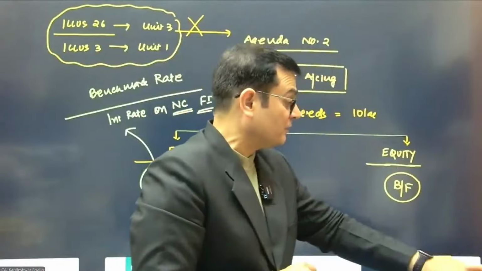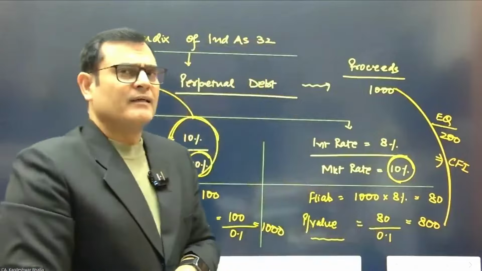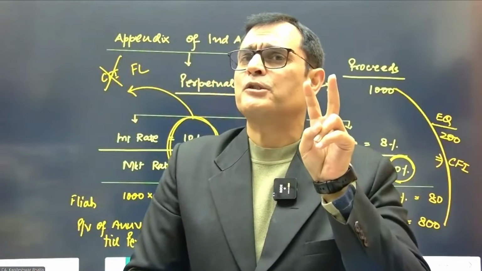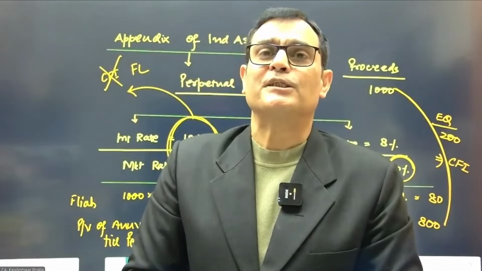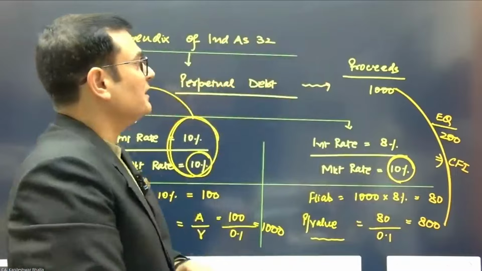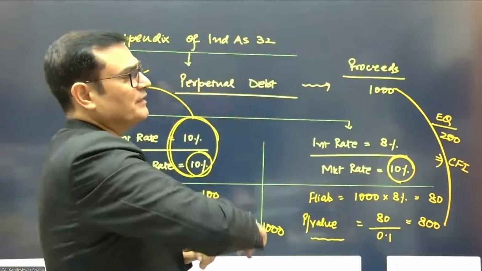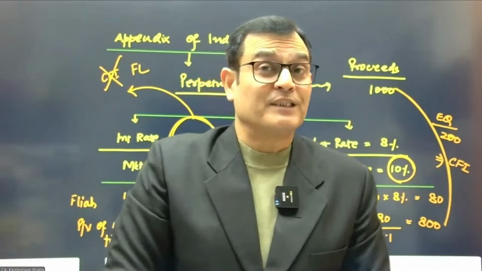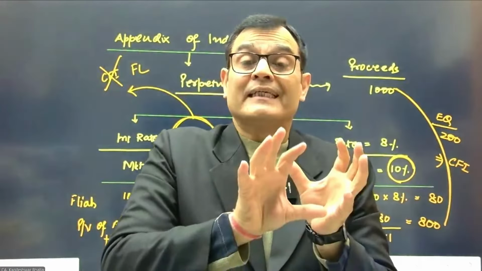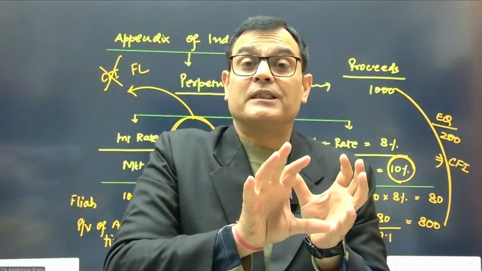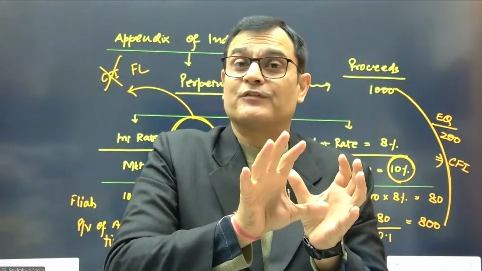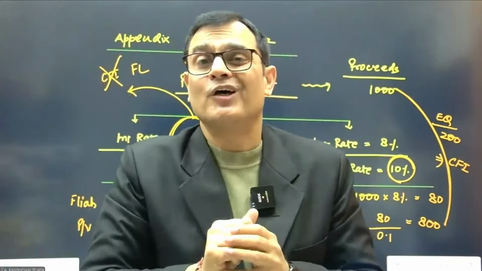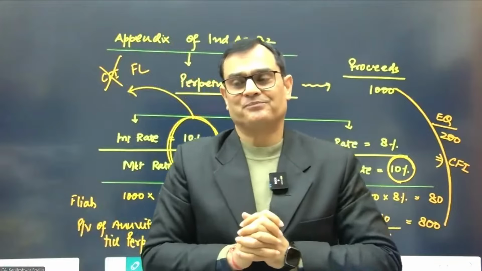This was optionally convertible instrument. Now I said, let me come back on the perpetual debt. Now we are back on the discussion of a perpetual debt. Let me take you to the discussion on the appendix of Ind AS 32. Now you need to understand and appreciate one thing. In case of an optionally convertible instrument, the benchmark rate is a rate on non-convertible instrument.